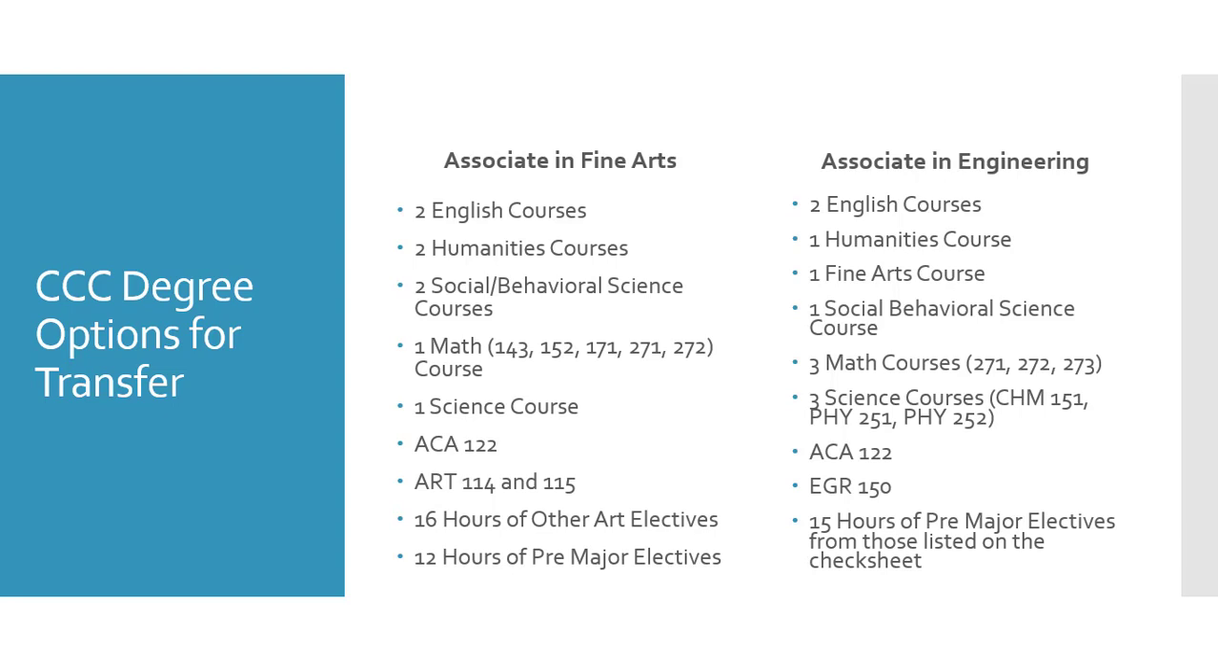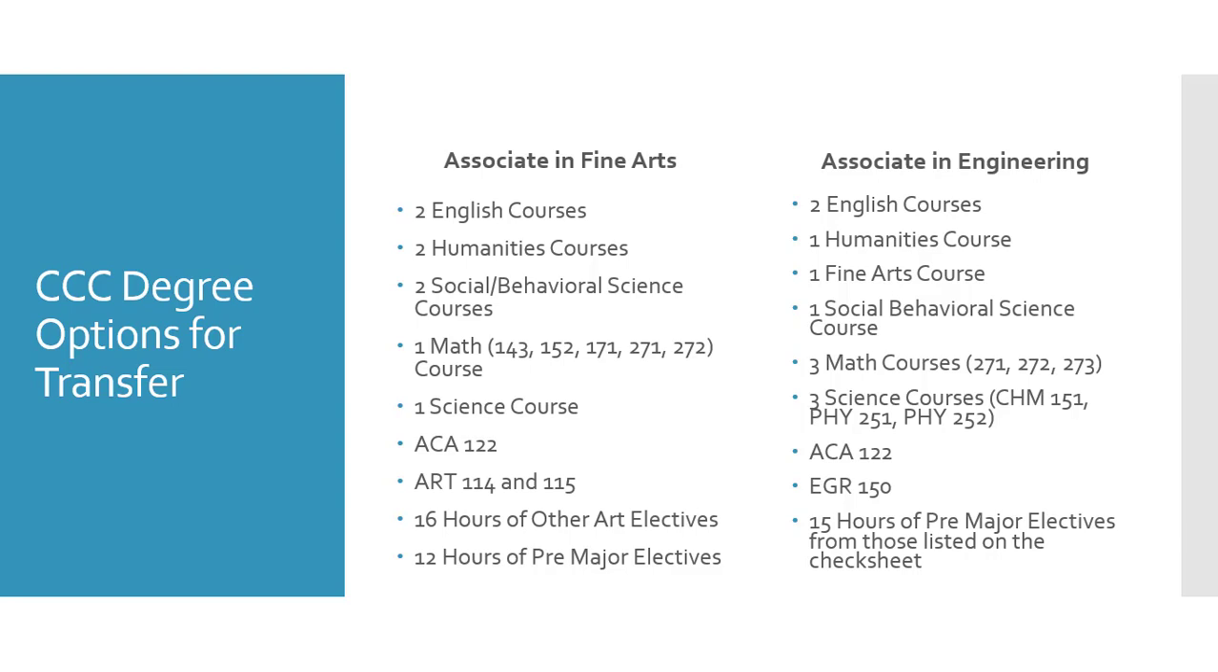We also have the Associate in Fine Arts, and so this would be for a student who enjoys drawing or enjoys painting, specifically going to go into a field that involves art. So you can see there, 2 English, 2 humanities, 2 social behavioral sciences. There is a choice in terms of math, and there's 1 science course required. There are quite a few art electives. This is the biggest difference really between the Associate in Arts and the Associate in Fine Arts. So there are specific art electives that are required for this degree, and I'll show you in a minute how to access that list.